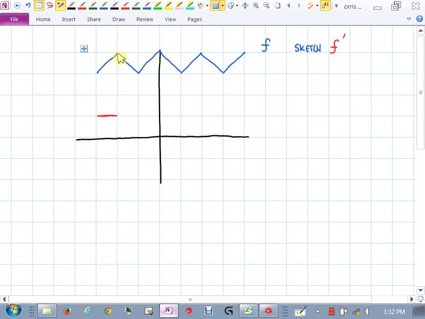Now, between here and here, what's my slope? -1. So my derivative needs to drop down and stay -1 between there and there. What do you think's happening between here and here? We have this jump, right? So we just put little circles like that to represent a jump in the graph. Then what happens when I get to this? Slope is 1 and then -1 and then 1 and then -1 and then 1. Right? So it's just alternating back and forth.